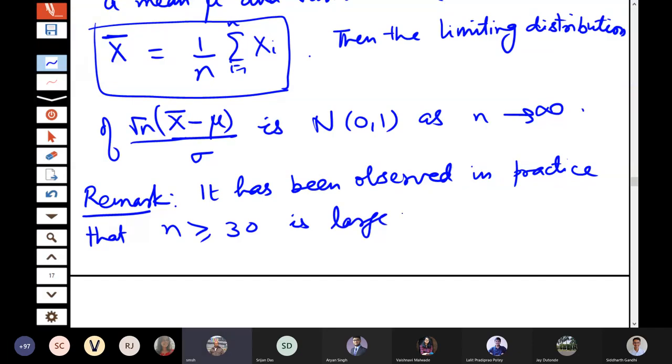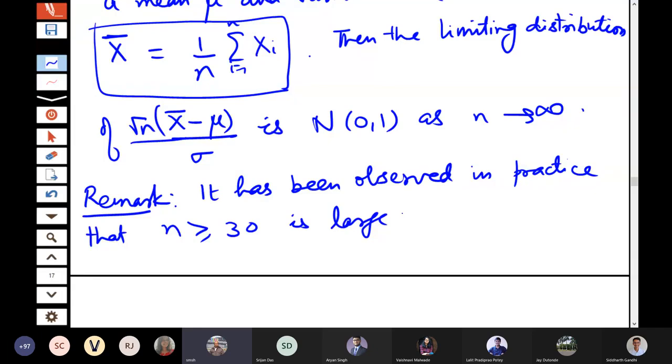For example, I gave you one exercise in the last class. If u and v are independent uniform 0, 1, then what is the distribution of u plus v? It turned out to be a triangular distribution. So immediately the shape is approaching normal. I can give you an exercise to try for 3. If u, v and w are independent uniform 0, 1, then what is the distribution of u plus v plus w? You will find that it is closer to normal. The shape becomes even closer.